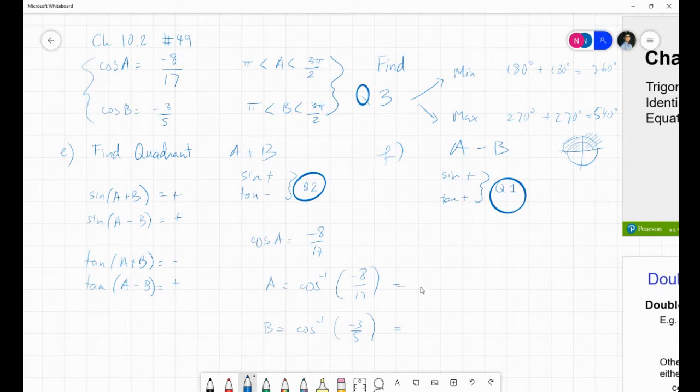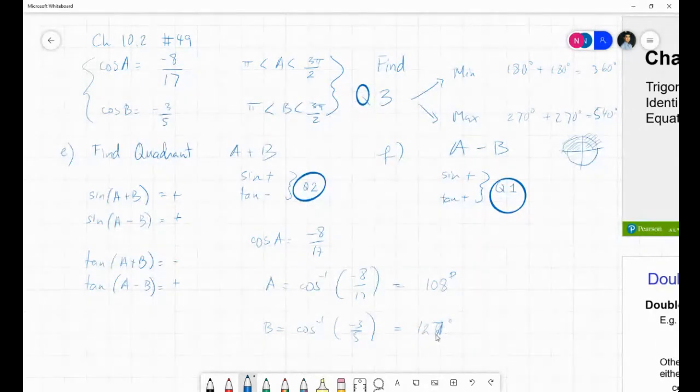Cosine inverse of negative 8 over 17 is 108 degrees and some decimal change. It's 0.07, so let's say 108 degrees. Then 3 over 5: cosine inverse of negative 3 over 5 is 126.8 degrees, so 127 degrees.